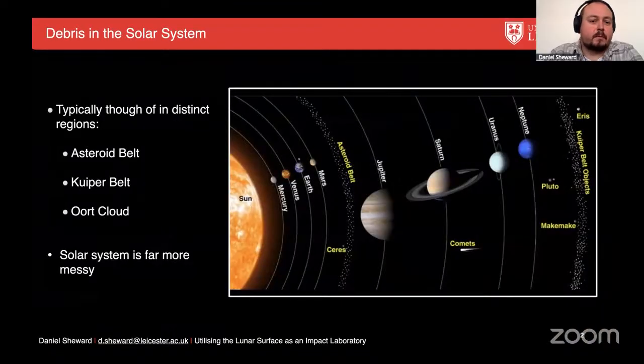So just a bit of an overview. Most people typically think of the solar system as having the planets in fairly clean orbits and all of the other debris and rocky material confined to either the asteroid belt, the Kuiper belt, or the Oort cloud. But in reality, the solar system is far more messy than this. There's a lot of material that is everywhere.